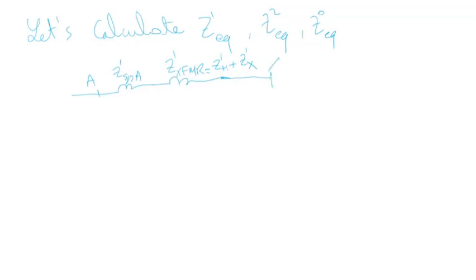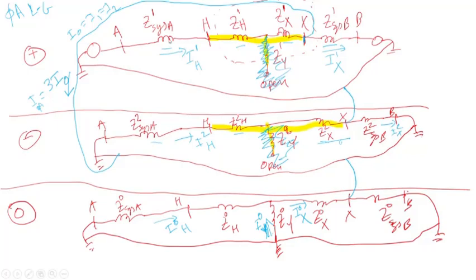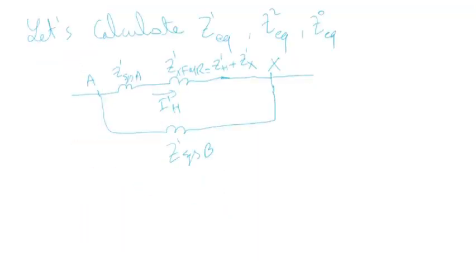Then you have the terminal X here, and system B is in parallel. System B. And we said I1H current flows through here. So if you go back here, really, this is all I'm doing. You have this impedance plus this impedance in parallel with this impedance. That's for the positive sequence equivalent impedance.